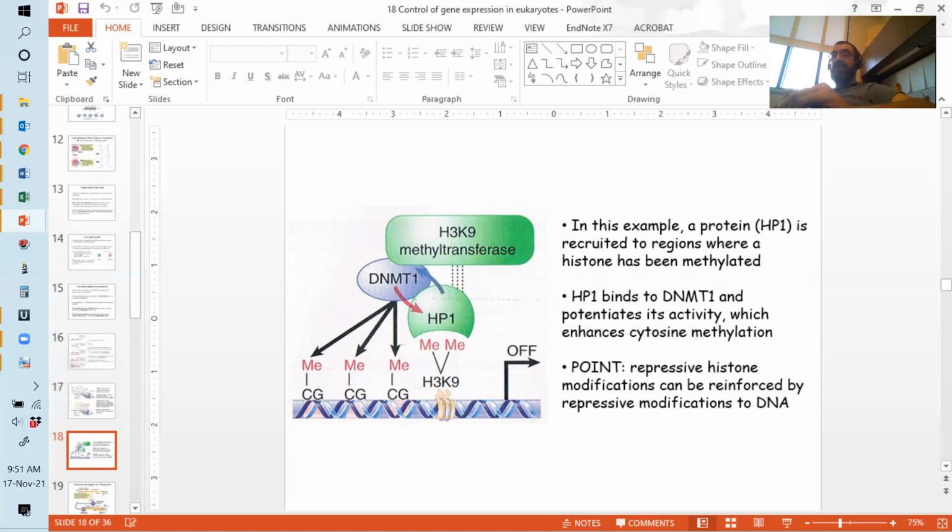Okay, so that's enough for today. There's a lot going on here, right? So just keep in mind the general picture of accessible, transcribed DNA and inaccessible, silenced DNA, and the different things which move it from one to the other and vice versa.